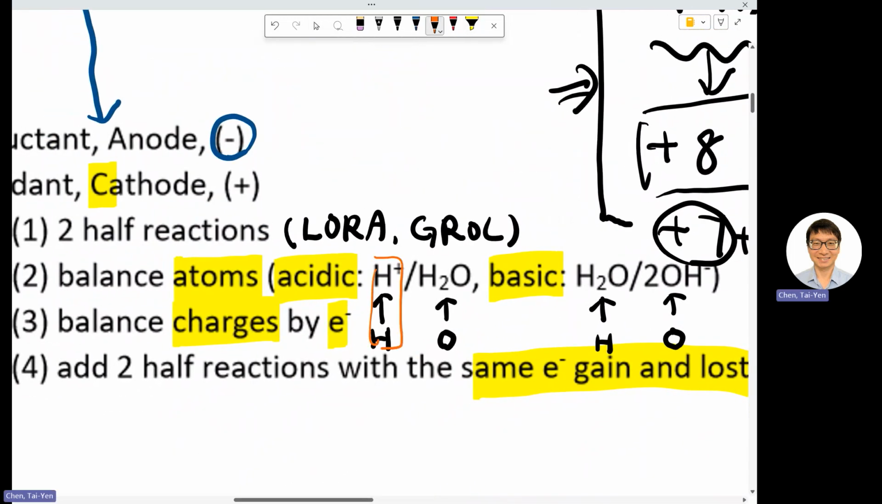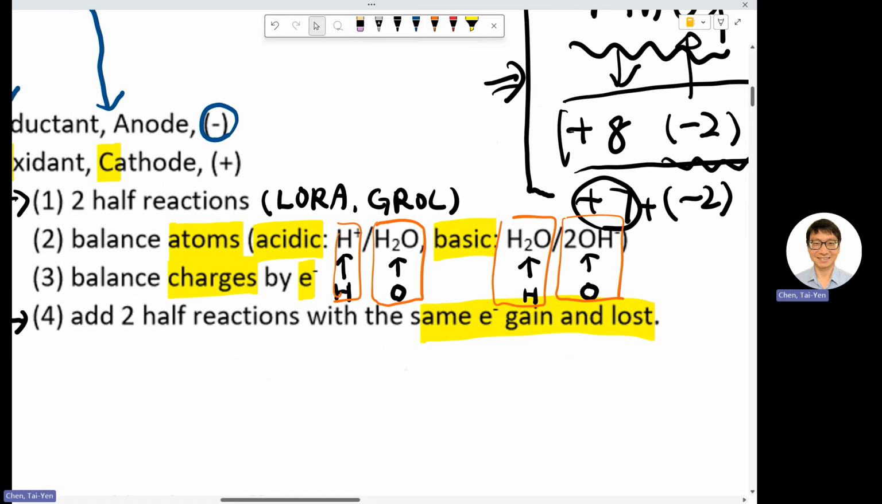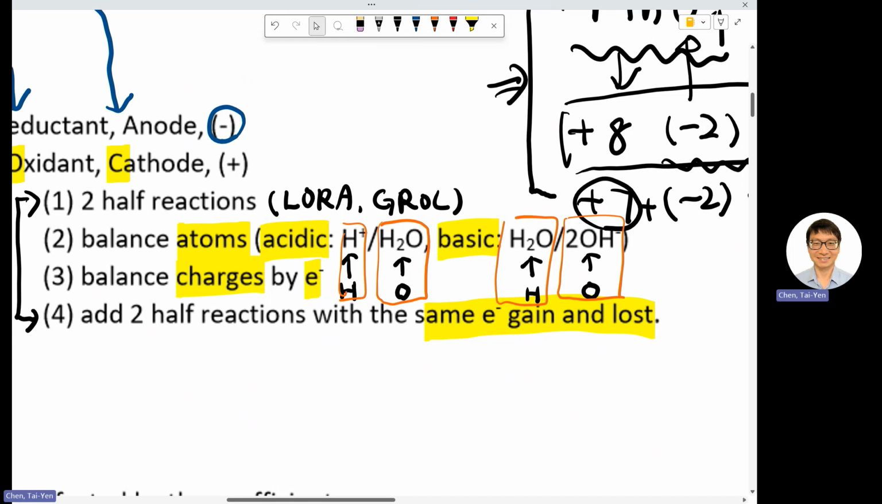to balance your H, right? You use H2O to balance out your O. But if you have a basic solution, then use H2O to balance your H, and then use OH minus to balance your O. Okay. Typically, you will always balance the O first before you balance your H. Okay, so I think that's a very useful tip for you to know.